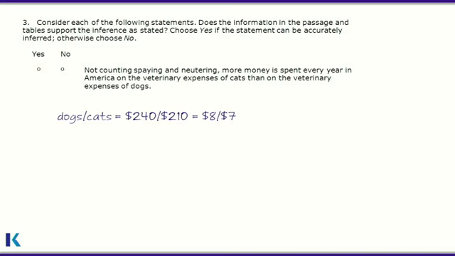Now you can multiply each of the numbers in this simplified ratio by the corresponding number of pets. 8 times 78 equals 624, and 7 times 86 equals 602, meaning that more money is spent on the veterinary expenses of dogs each year than is spent on cats. The answer for this statement is no.